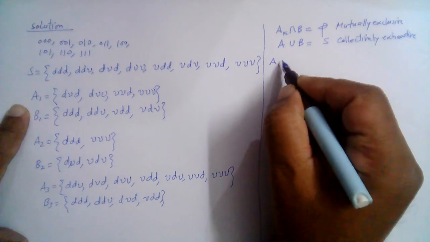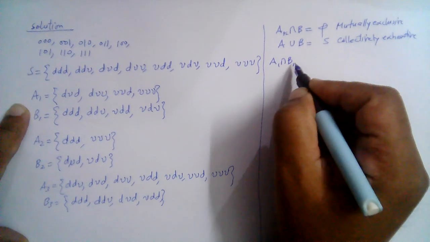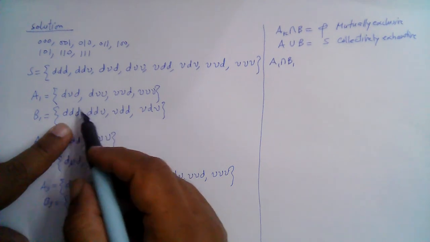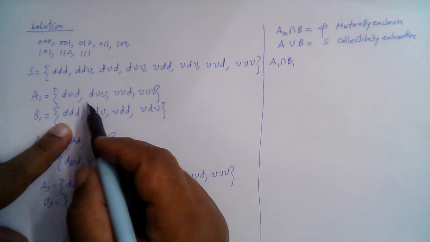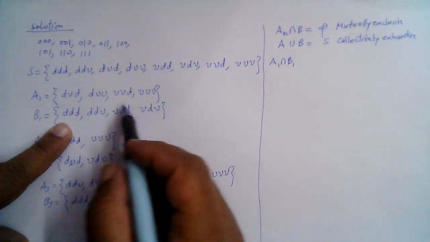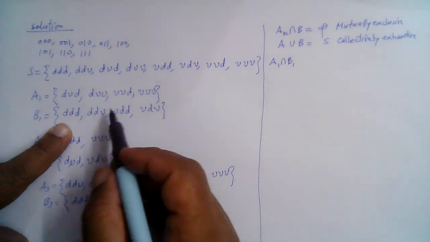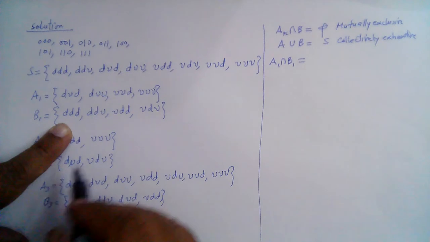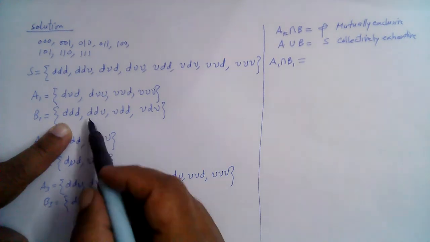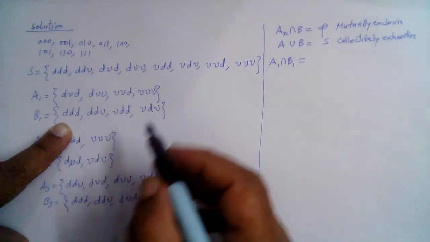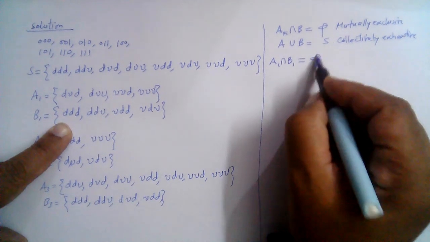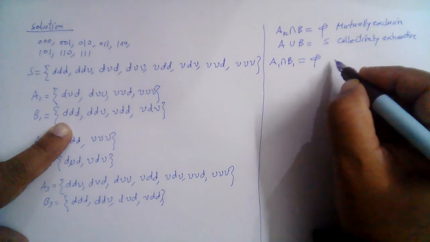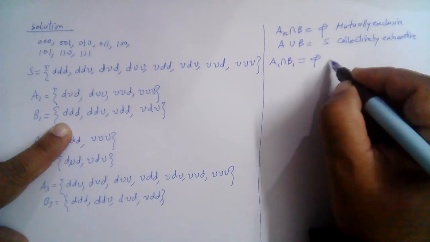A1 intersection B1. So if we intersect, let's find if there are any similar elements. If any element is similar in both these sets, so we find the elements are unique for each set. There are no elements which are common to both the sets, and we can say that their intersection is phi. So A1 and B1 are mutually exclusive, right?